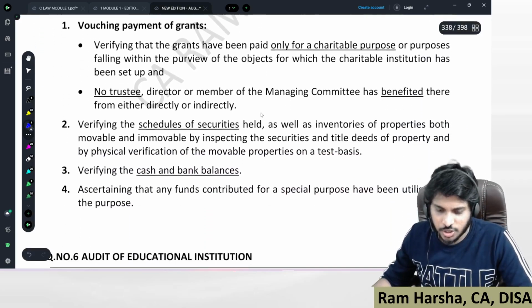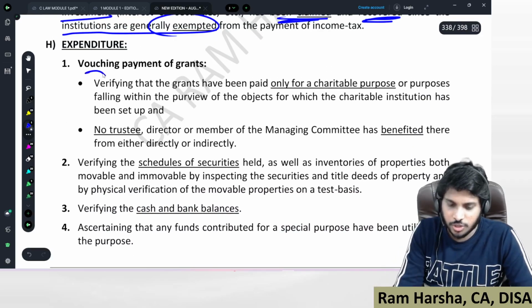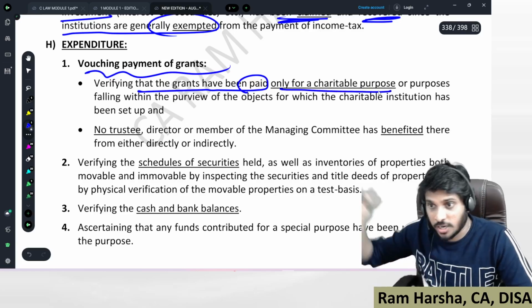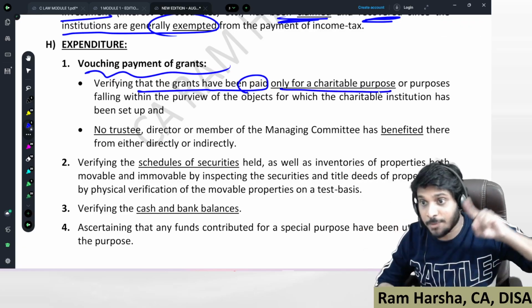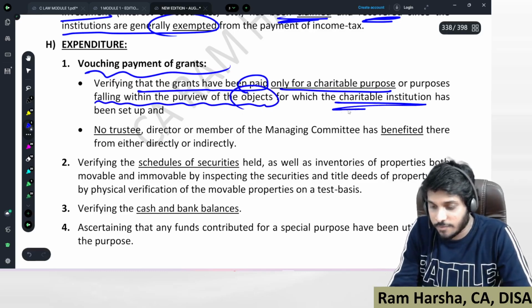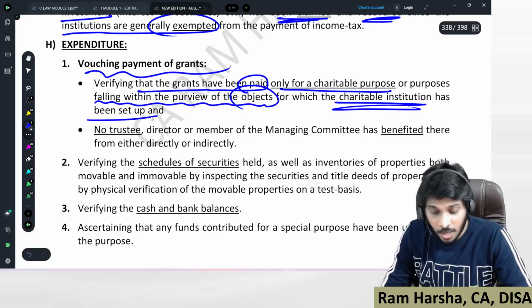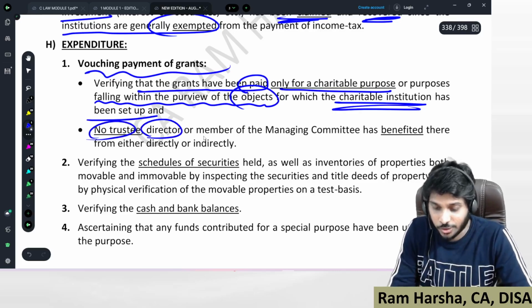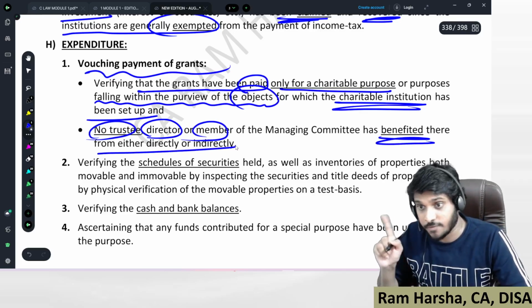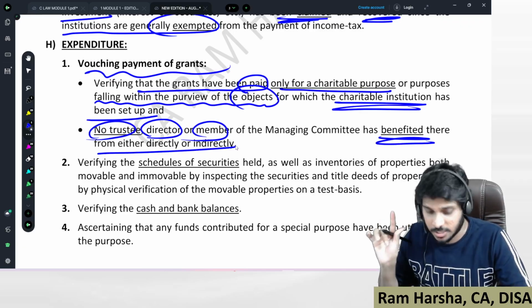And expenditure. Vouching payment of grant. Verify that grants have been paid only for a charitable purpose. Whatever grant or donation you received, you should apply it only for charitable purpose, or purpose that falls within the purview of the objectives for which a charitable institute has been set up. No trustee, no director, no member shall benefit either directly or indirectly. None of the managing committee people should benefit from the trust.